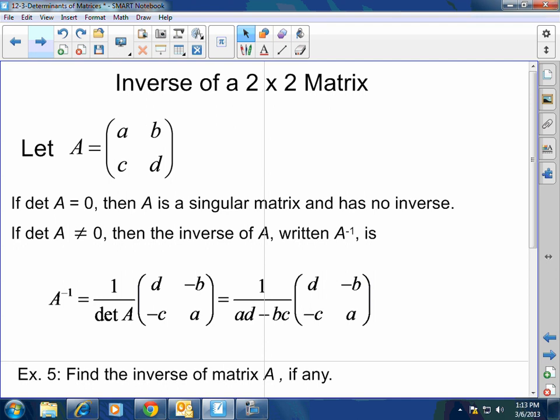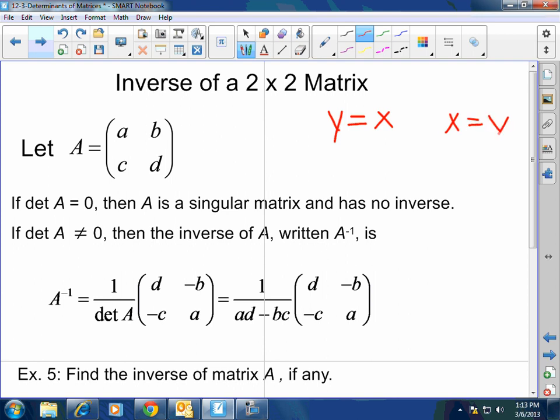All right, so now I want to talk about inverse, guys. An inverse is when you literally invert something. For example, if I have y equals x, x equals y would be my inverse. When you invert it, you're pretty much just flipping things around. So let's say that we have matrix A, which is A, B, C, D.